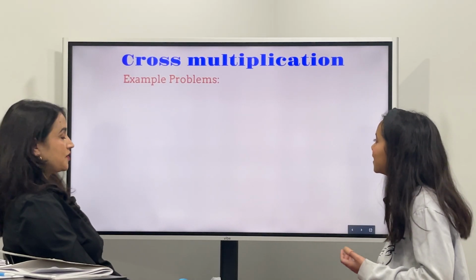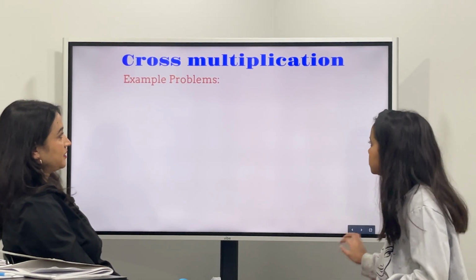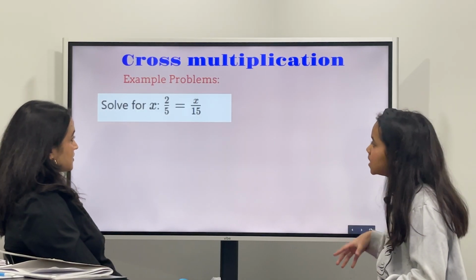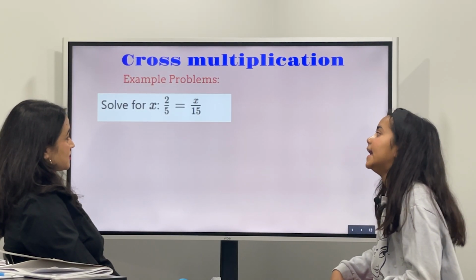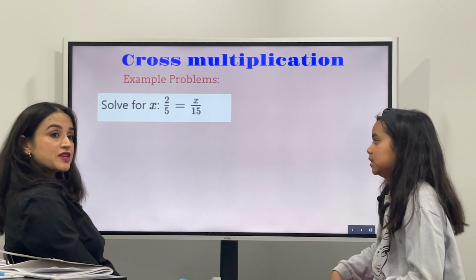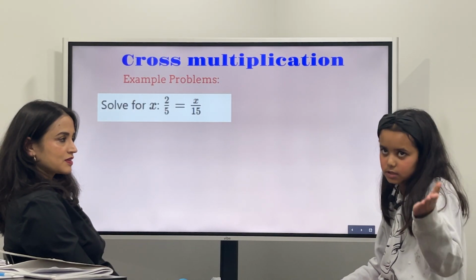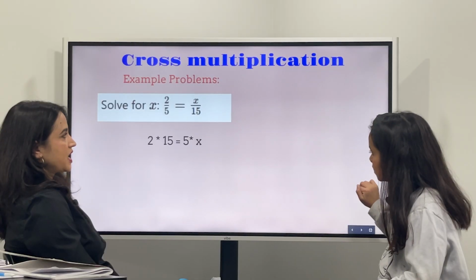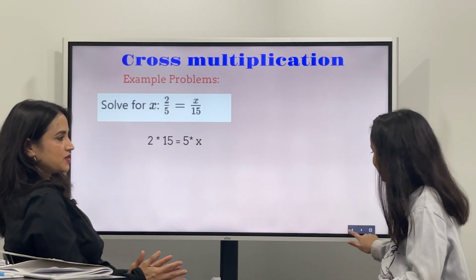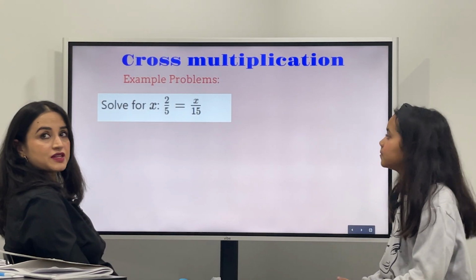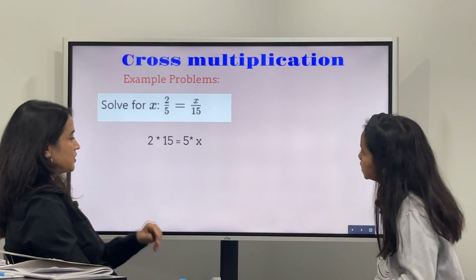Another example. Keep going. Example problems. Solve for x. So what is the value for x? Here you solve the problem, but you need to figure out what x means. Let us say x doesn't have any value right now. So now we need to find the value. And how do we do that?